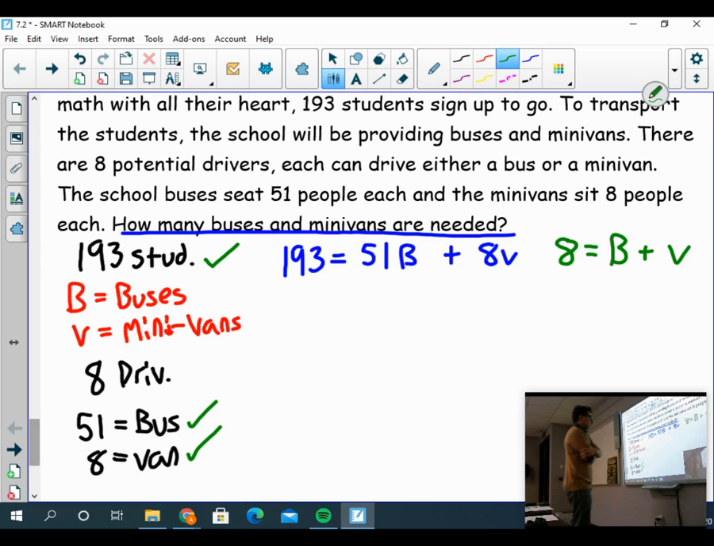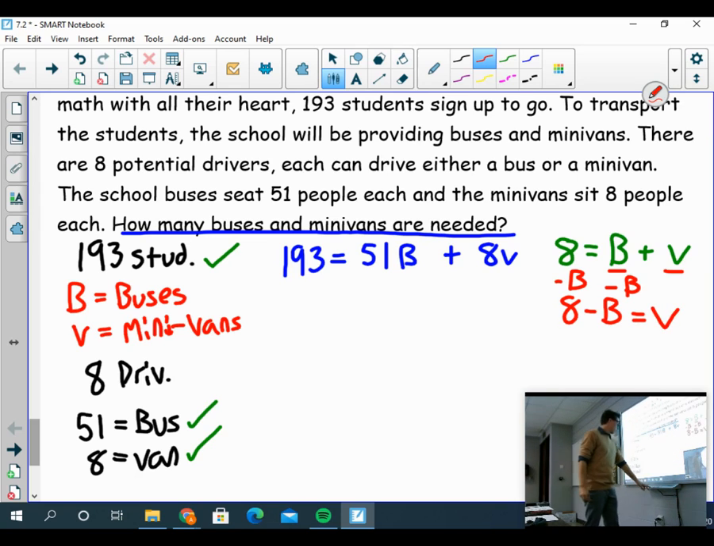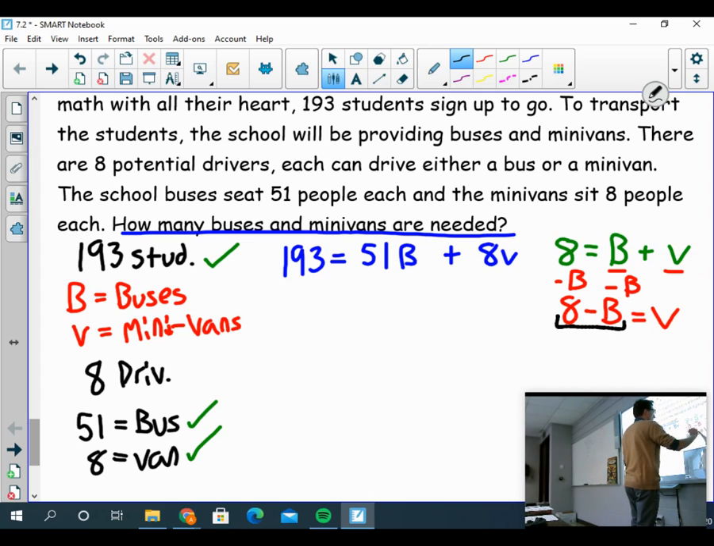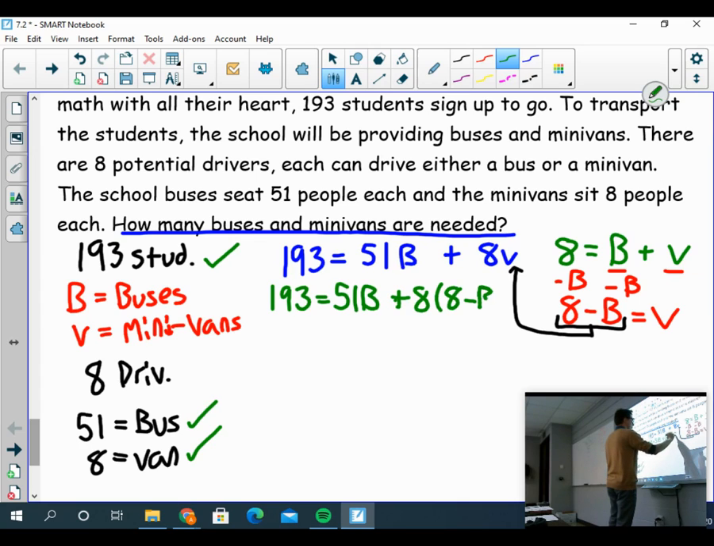When I look at this, just like I looked at the one above, to me, either of these variables are the easiest to get by themselves. So I'm going to get V by itself. I'll do that by subtracting B from both sides. When I do that, I get 8 minus B equals V. From there, as we've been doing, I can plug the 8 minus B in for V in my other equation. I get 193 equals 51B plus 8 times 8 minus B.